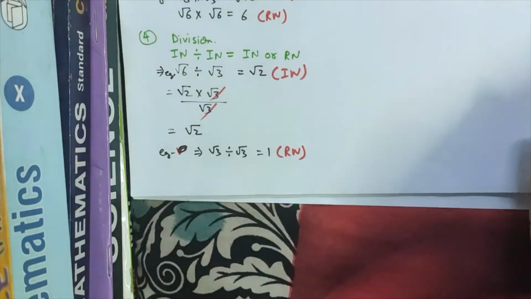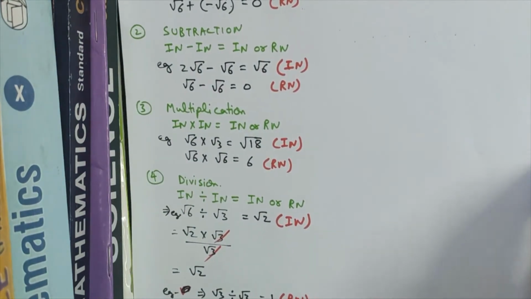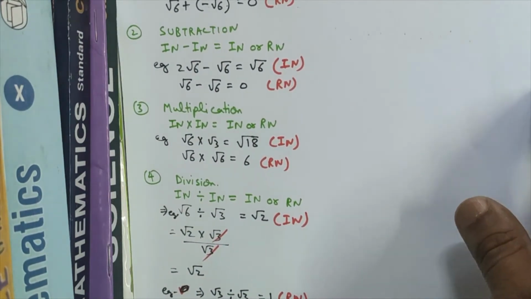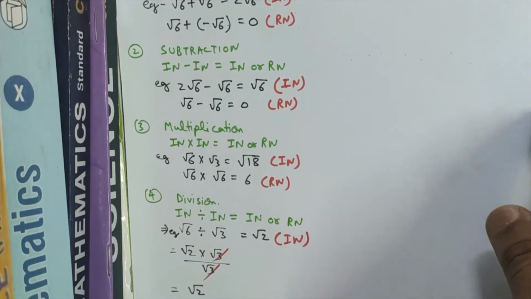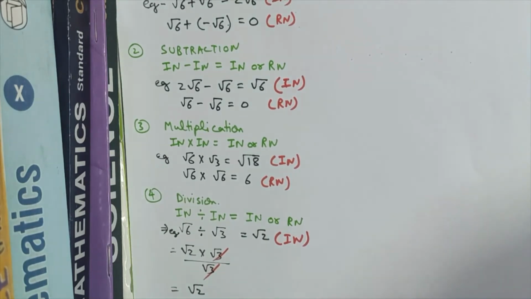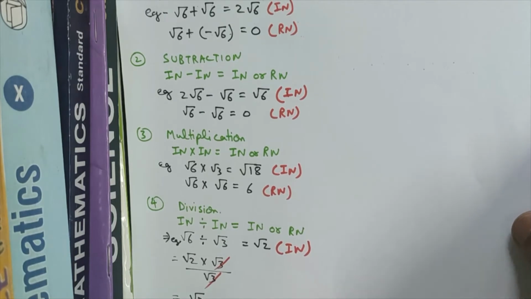So that means adding, subtracting, multiplying or dividing an irrational number by another irrational number may give an irrational number, or it may give a rational number. In other words, we can also say that irrational numbers do not follow the closure property.